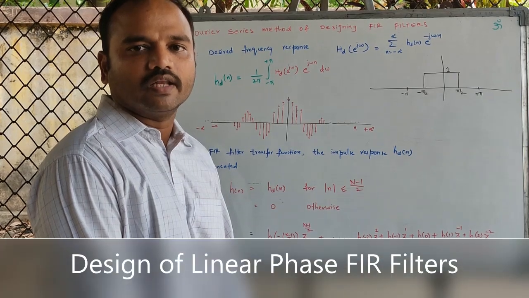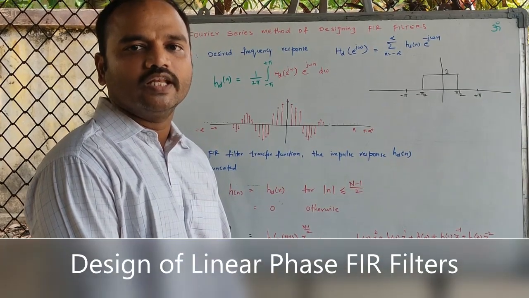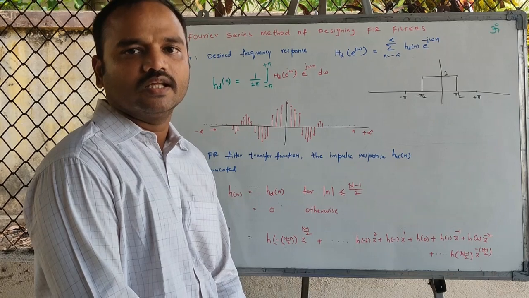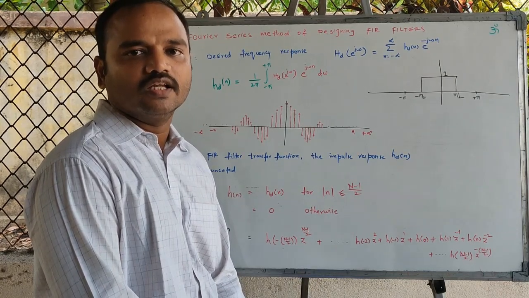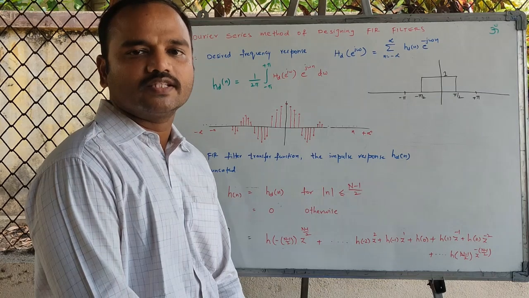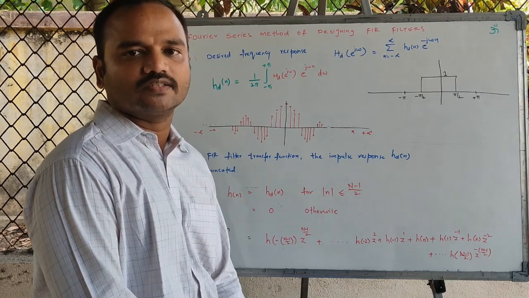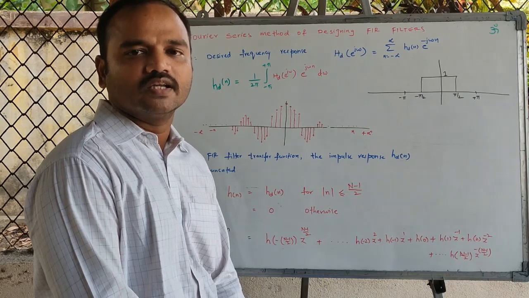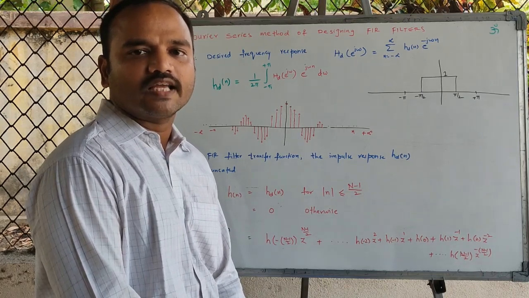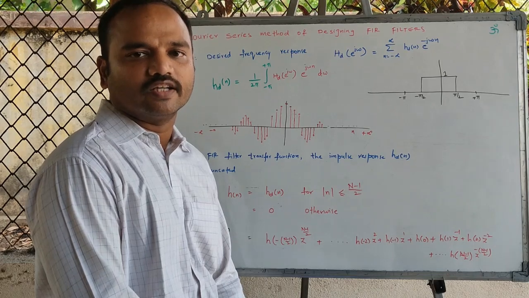In this lecture, I will explain to you about designing of linear phase FIR filters. There are three methods of designing linear phase FIR filters. The first one is the Fourier series method of designing FIR filters. The second one is the windowing method of designing FIR filters. The third method is the frequency sampling method of designing FIR filters.